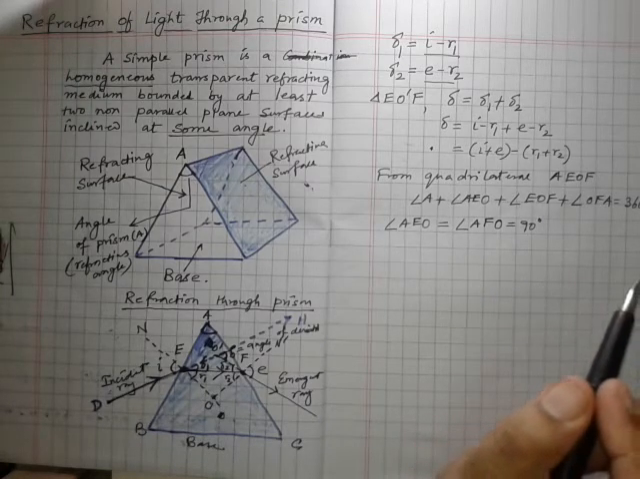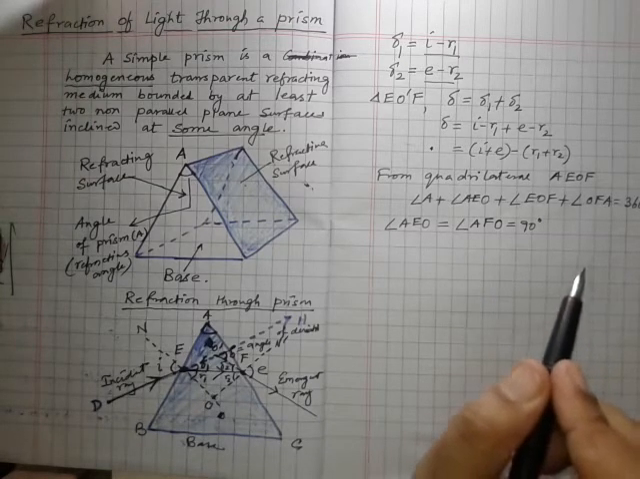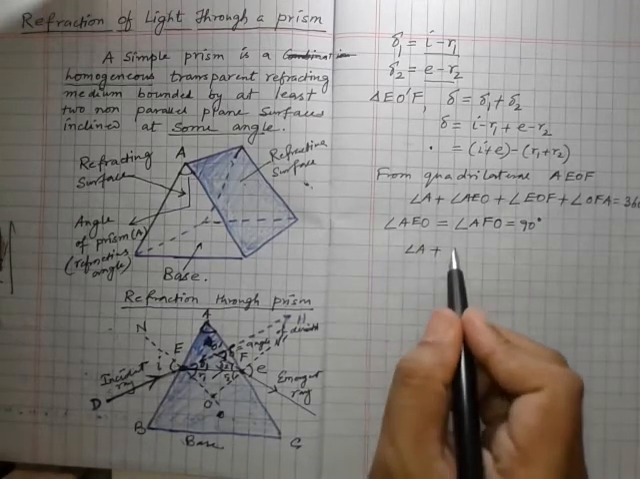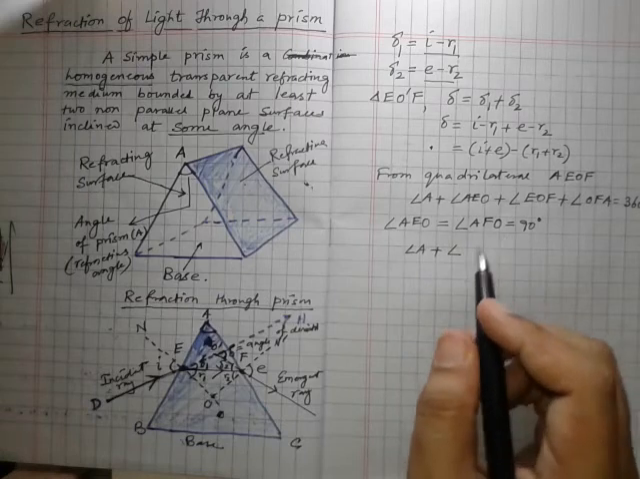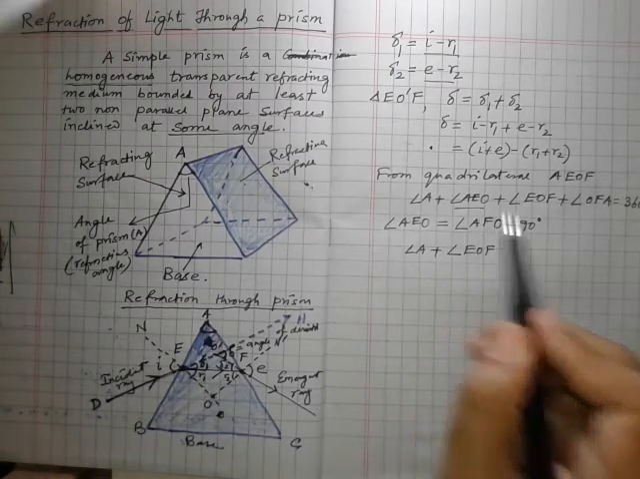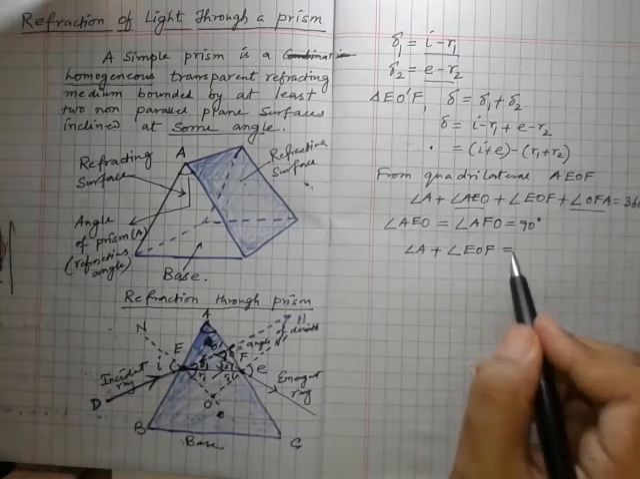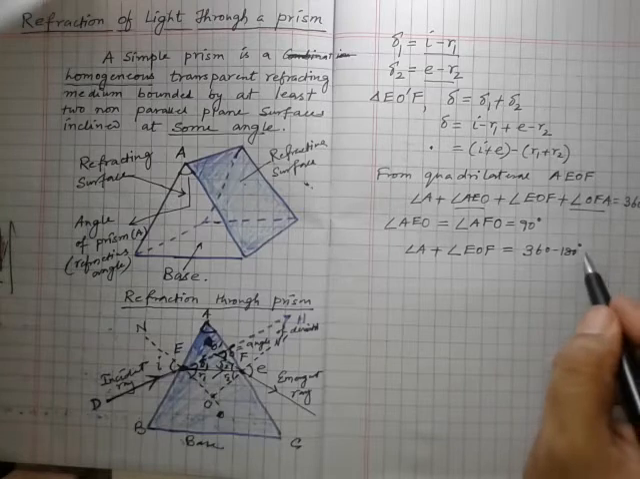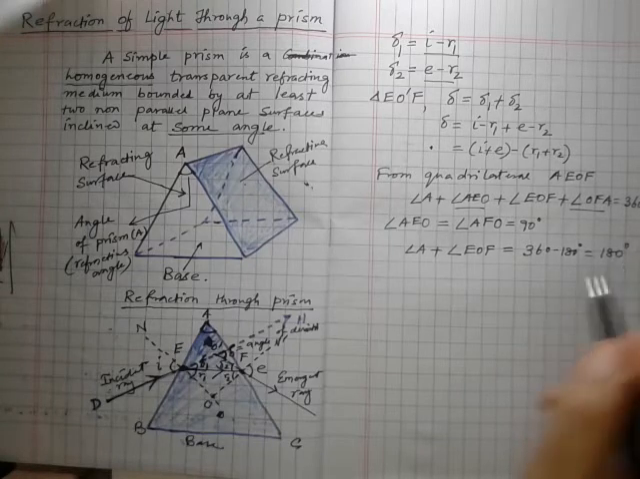So what can you write from here? You can write angle A. We'll put the value here. So angle A plus angle EOF, because these have become 90 degrees plus 90 degrees, so it will become 360 minus 180 degrees, which is 180 degrees.